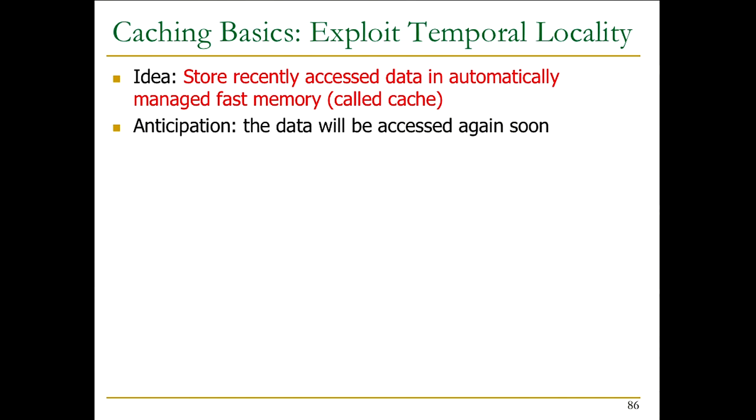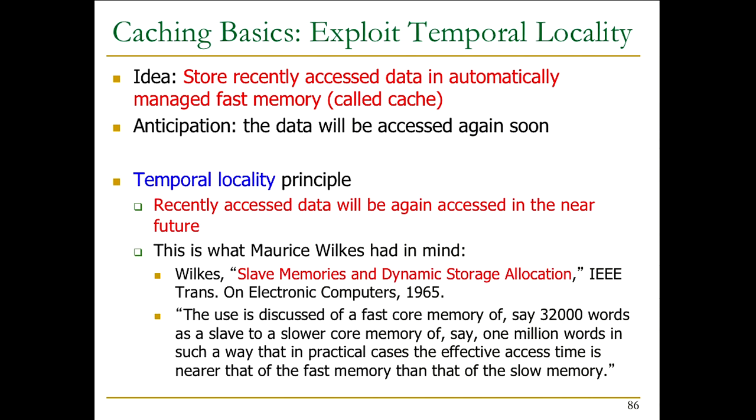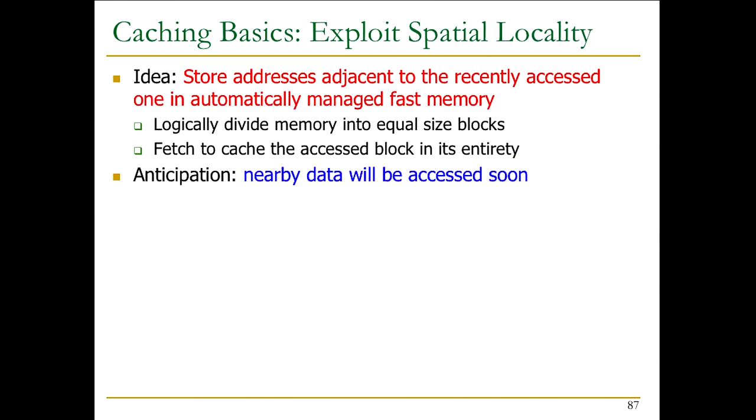So caching was developed to exploit temporal locality, to store recently accessed data in automatically managed fast memory called cache. The anticipation is that the data will be accessed again soon, and temporal locality hopefully provides that, right? And this is what Maurice Wilkes had in mind when he wrote this 3-page paper, right? Basically, he says the use is discussed of a fast core memory of, say, 32,000 words as a slave to a slower core memory of, say, 1 million words in such a way that in practical cases, the effective access time is nearer that of the fast memory than that of the slow memory. That's basically it. That's temporal locality. But also spatial locality can be exploited with caching.